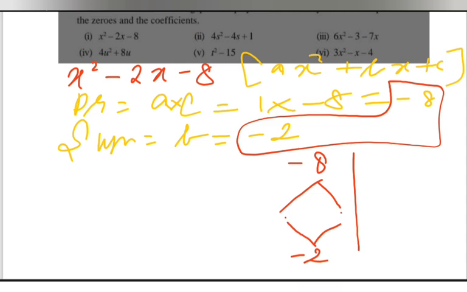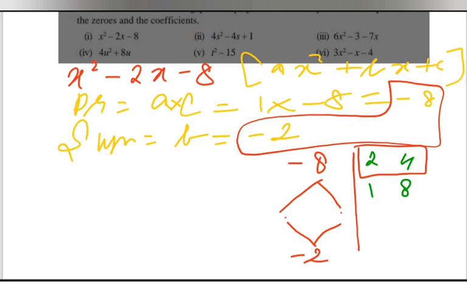So let's go. So what are the numbers? We can take 2 and 4, or 1 and 8, so these are the possible numbers. So if you first take the first case, if we multiply 2 and 4 we will be getting 8, and if we subtract them we will be getting 2.